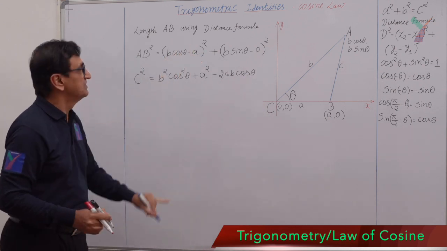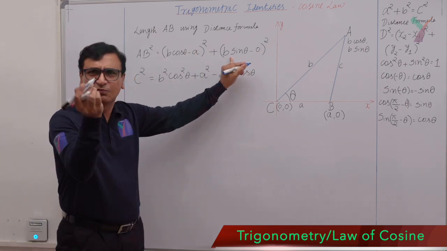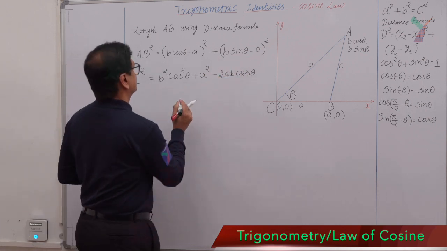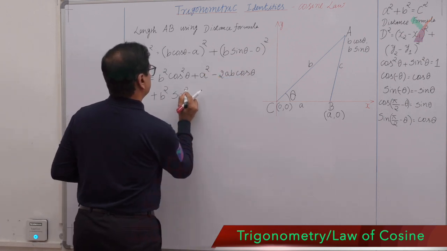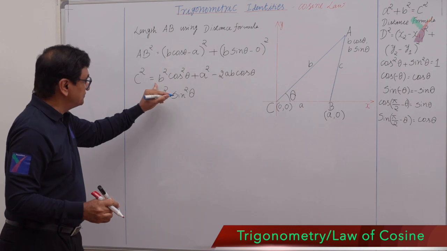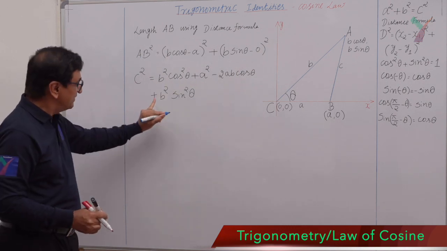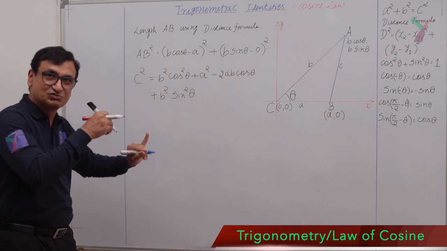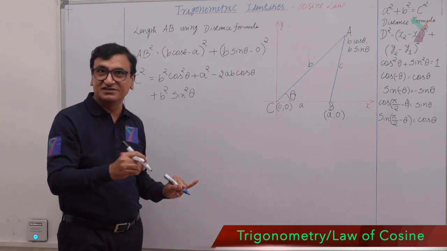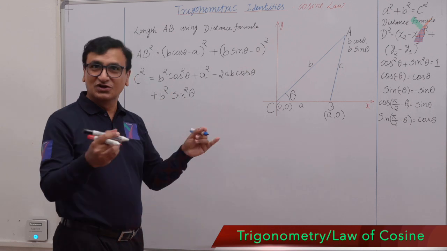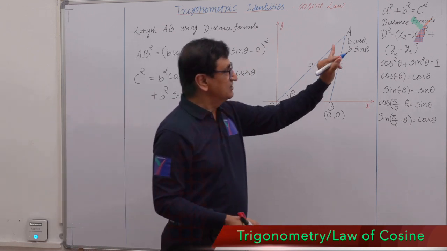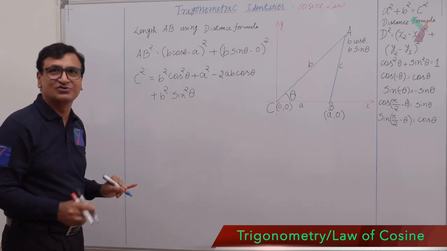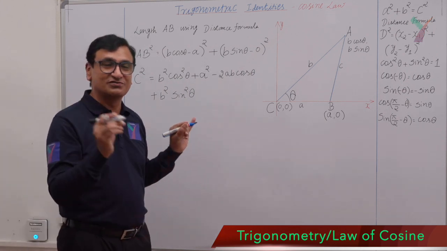So this is (b cos theta minus a) the whole square. Next, the y part, no problem, this is 0, so this will be b square sin square theta. Now, we have this b square cos square theta and b square sin square theta. I can factor out b square and write it as b square multiplied by (cos square theta plus sin square theta). And what is cos square theta plus sin square theta? It is 1. So I'll get just b square here, and I'll write out the final cosine law.